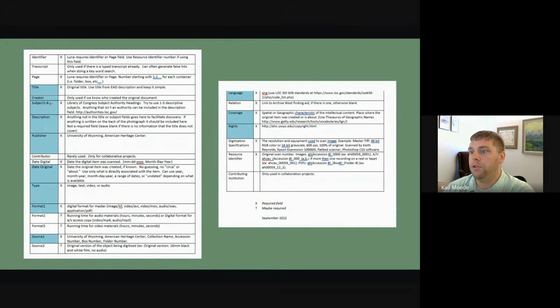But your blue fields up here are your descriptive metadata fields. Obviously, your description is your big one. It facilitates discovery. But some of these, like the format one over here, these digitization specifications, are the fields that tell you the technical side: how things were scanned, how things are stored digitally, those sorts of things. So I can always come back to this, but that's just an overview of what we do.